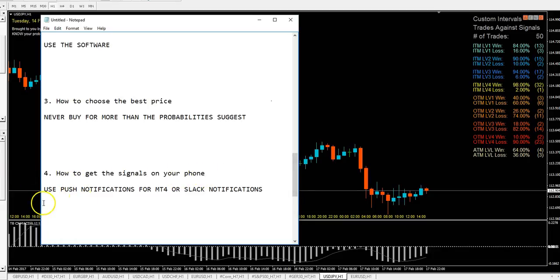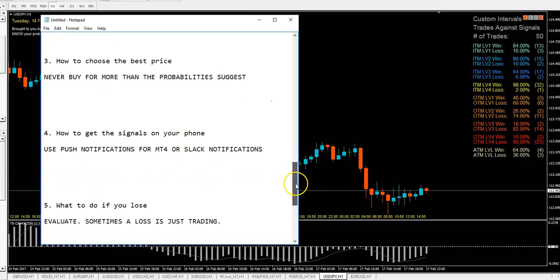How to get the signals on your phone. We just went over that. What to do if you lose. Okay, this one, I'm going to tell you what happens. You guys don't see this, but here is exactly what happens.